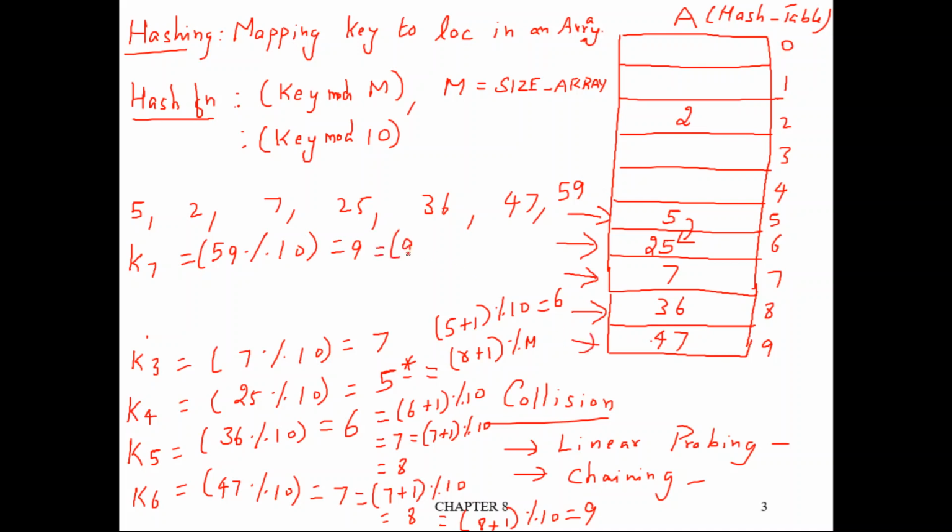So what you have to do? 9 plus 1 modulo 10, which is 10 mod 10, which is nothing but 0. So if you reach the end of the table, it will go back to the beginning. Okay. So is the 0th location already occupied or not? No. So this key will come here. Okay. So on and so forth. So like this, you can keep inserting keys until the table becomes full. Okay. When the table becomes full, you have to reallocate memory, right?